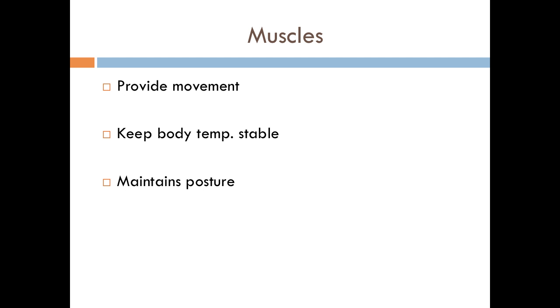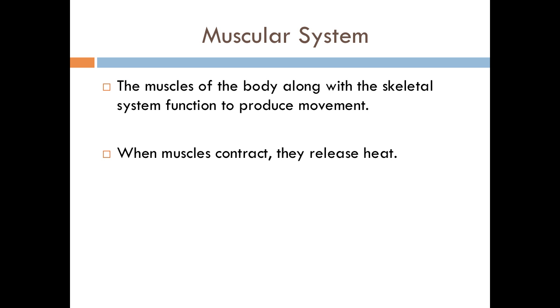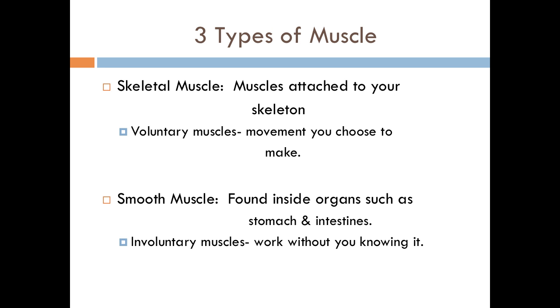Your muscles provide movement. They keep body temperature stable and maintain your posture. With the muscular system, this is where the muscles of the body, along with the skeletal system, function to produce movement. So the skeletal and the muscular system's job is to provide us with movement, being able to move. When muscles contract, they release heat. There are 3 different types of muscle.